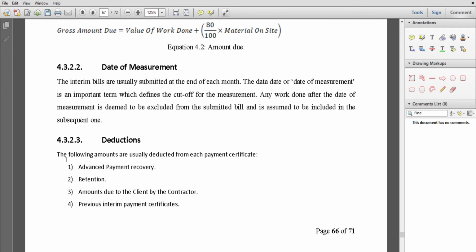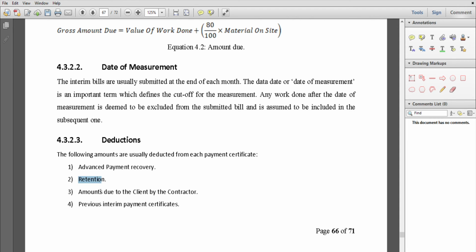What are the deductions that we will make from this bill? Because you are submitting a bill, and there are some kinds of deductions that will be deducted from your payment. They will tell you that you deserve this amount of money, but we will deduct this, this, and this according to the contract. So what are these deductions? The following amounts are usually deducted from each payment certificate: advance payment recovery, because the client, when he gave you the advance payment, wants to get it back from you again, from the payments that he is paying you.